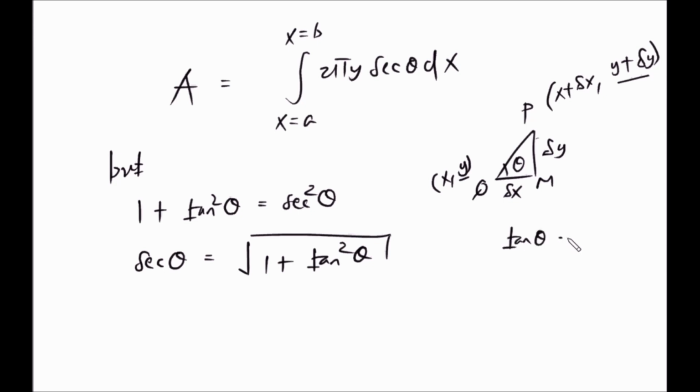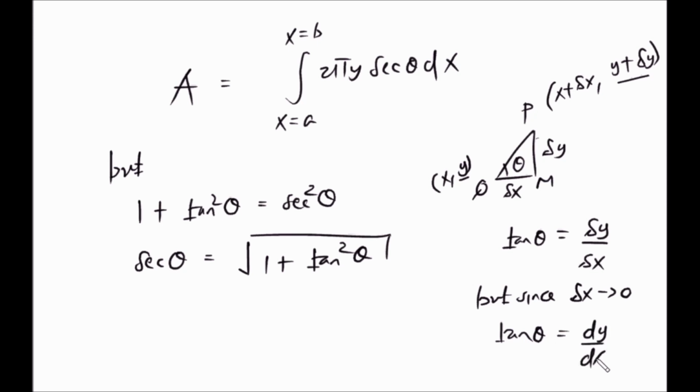Now tan theta is what? Opposite delta y over adjacent delta x. But since delta x approaches 0, our tan theta is just dy dx, because they are small and theta itself approaches 0. So it's just dy dx.